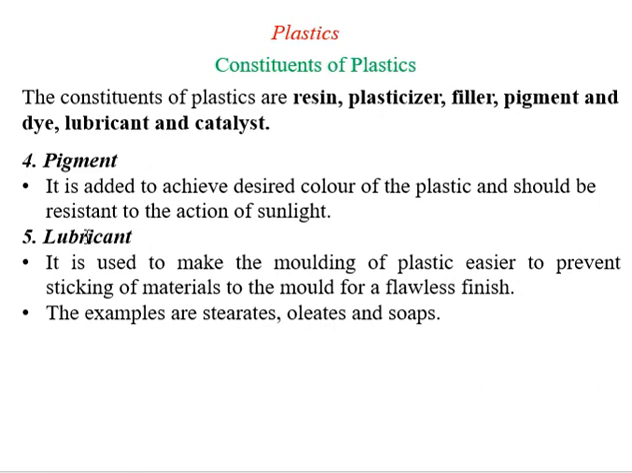Next is pigment and lubricant. Pigment is added in the plastic to achieve the desired color. If you want plastic of a certain color, then the pigment needs to be added. Next, lubricant is added in the plastic in order to make the molding process easier. Some of the commonly used lubricants are soaps and stearates.